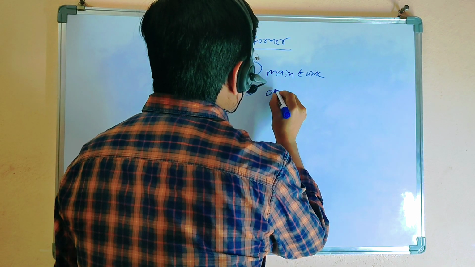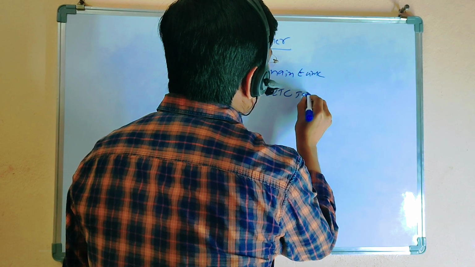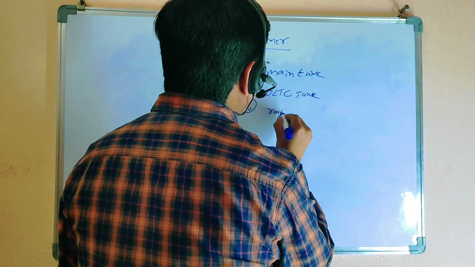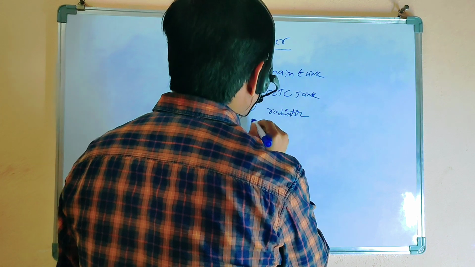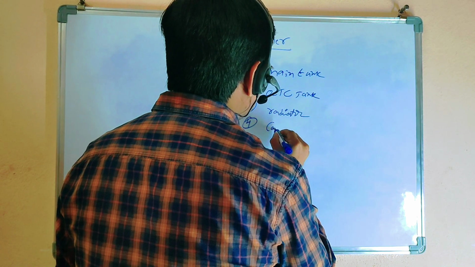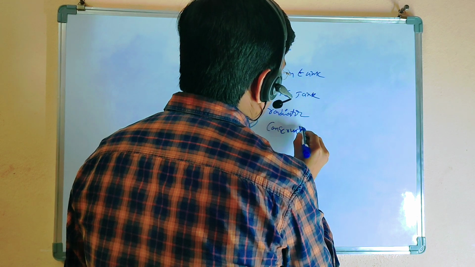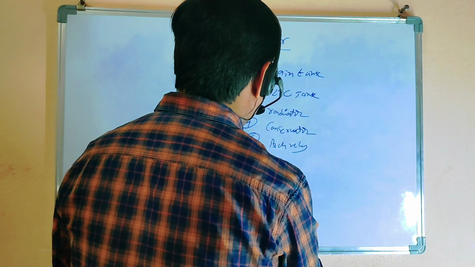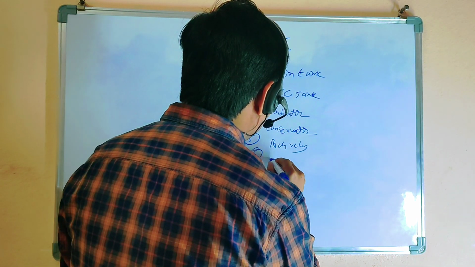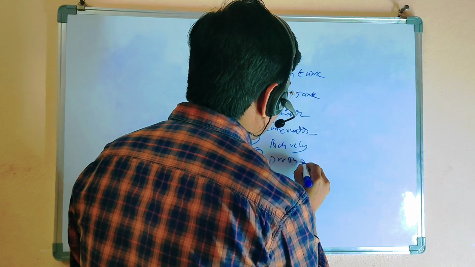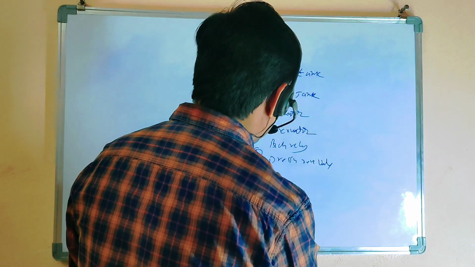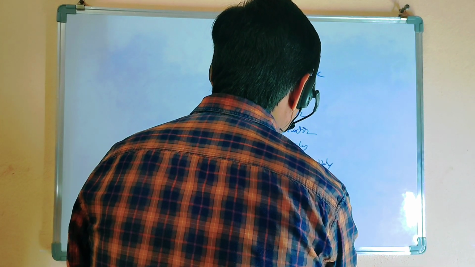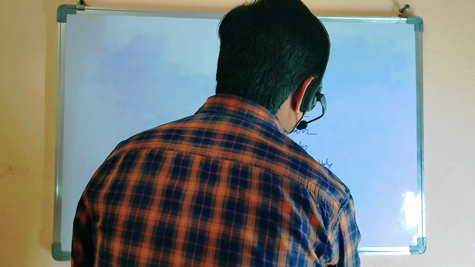Second one is OLTC tank, third one is radiator, fourth one is conservator, fifth one is bypass relay, sixth one is pressure relief valve, seventh one is breather or silica gel.